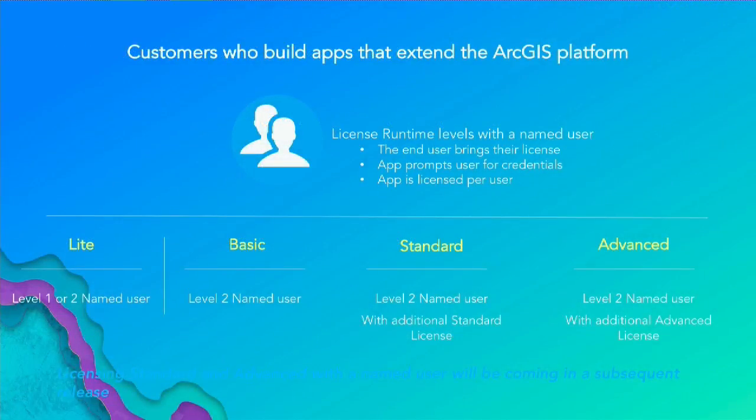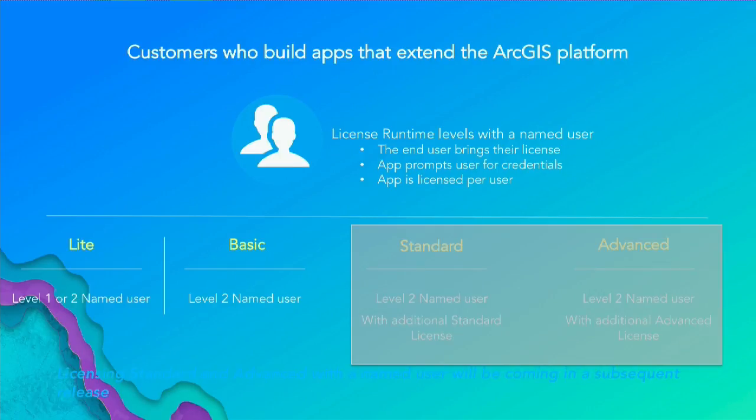So in the case of licensing with a named user, your application will prompt for the named user credentials. They'll be authenticated, and then based on your named user, those capabilities within the API will get lit up. A level 1 or level 2 named user unlocks applications at the light level. A level 2 named user unlocks applications at the basic level.